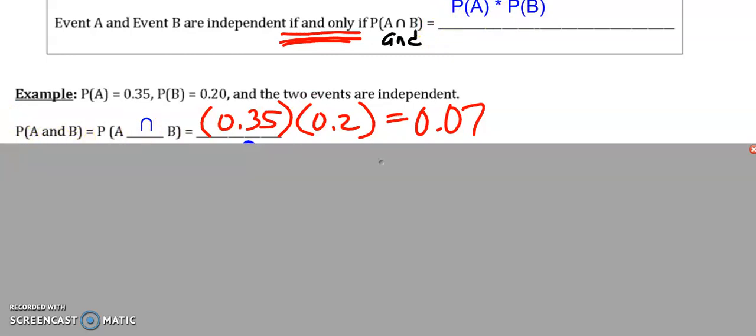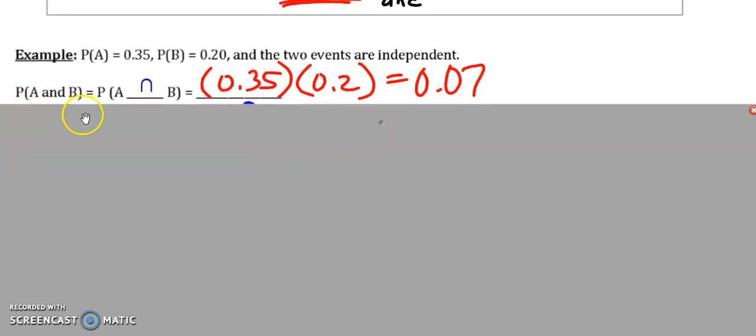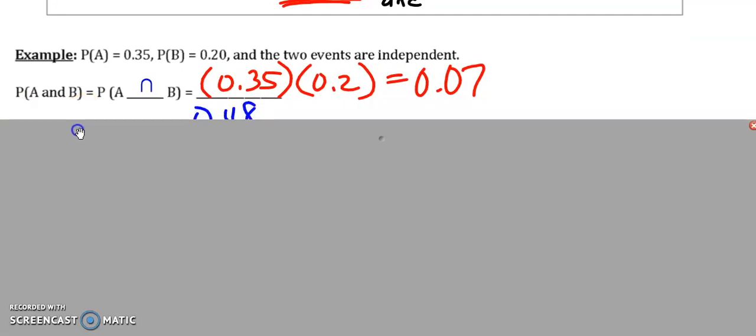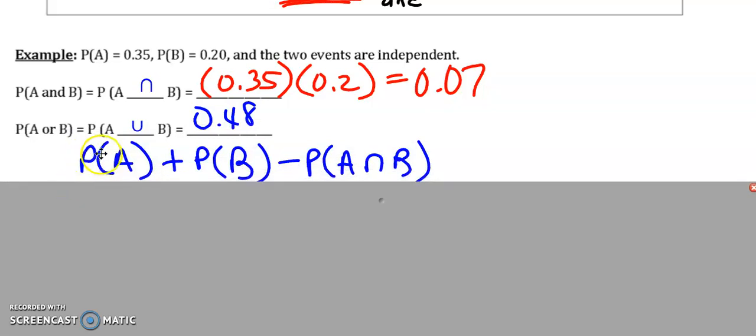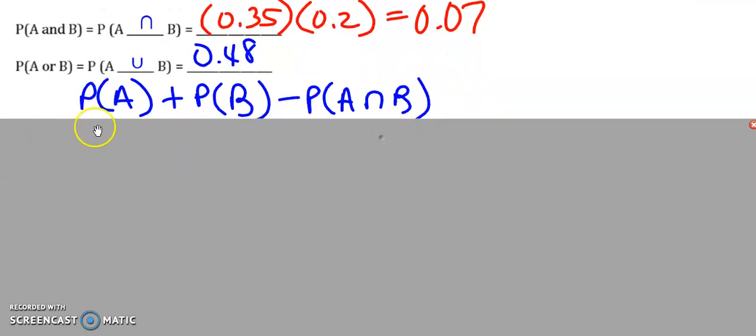Once we have the and, we can use our addition rule to find the probability of A or B. So you would add the probability of A plus the probability of B, and then subtract the probability of A and B. So addition rule for or, multiplication rule for independence. So pause the video, see if you can do the next example on your own.